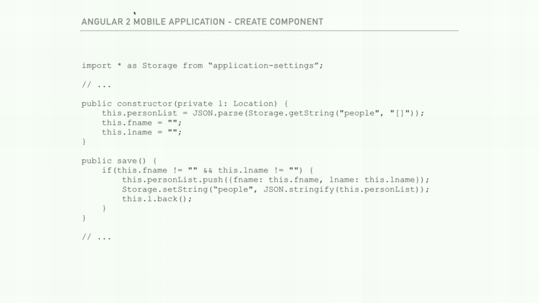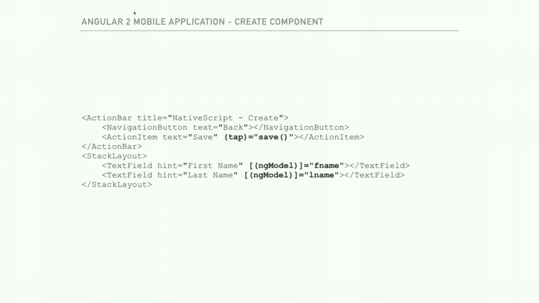So if we look at the create component, again, slightly different but not too far off from what we saw in the web example. Again, we're importing the application settings for key value storage. We're initializing person list, fname, lname. We're making sure that it's all good to go. And then inside of our save method, we're checking to make sure that these are not blank. We're pushing them into the list, and then we're serializing it and storing it in our storage and navigating backwards in the stack. So pretty similar.